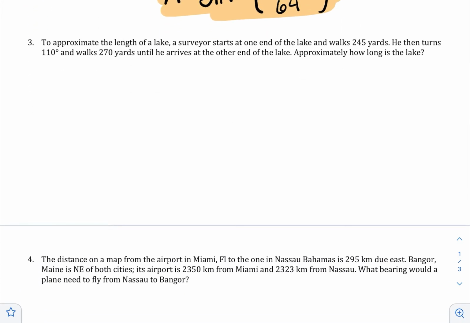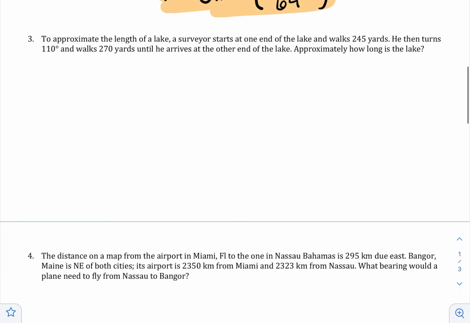To approximate the length of the lake, a surveyor starts at one end of the lake and walks 245 yards. He then turns 110 degrees and walks 270 yards until he arrives at the other end of the lake. Approximately how long is the lake? So we definitely have a lake. So we have a lake, and one end of the lake to the other end of the lake. So he starts at one end.